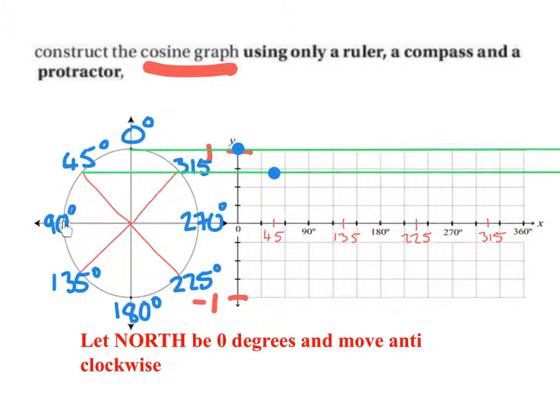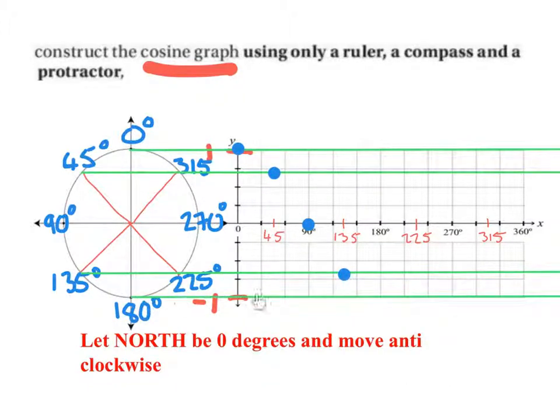Then we continue anti-clockwise to 90 degrees, and since the line is already drawn in because it matches up with the x-axis, we just move across so we get to 90 degrees and plot a point. And then we continue anti-clockwise to 135 degrees and draw a line straight across until we match up with 135 degrees on the x-axis and we plot a point. And we move anti-clockwise until we get to 180 degrees and draw a line straight across until we match up at 180 degrees and plot a point.